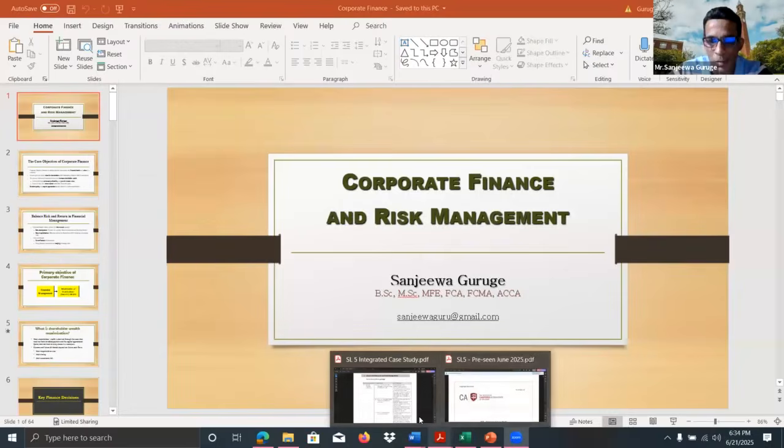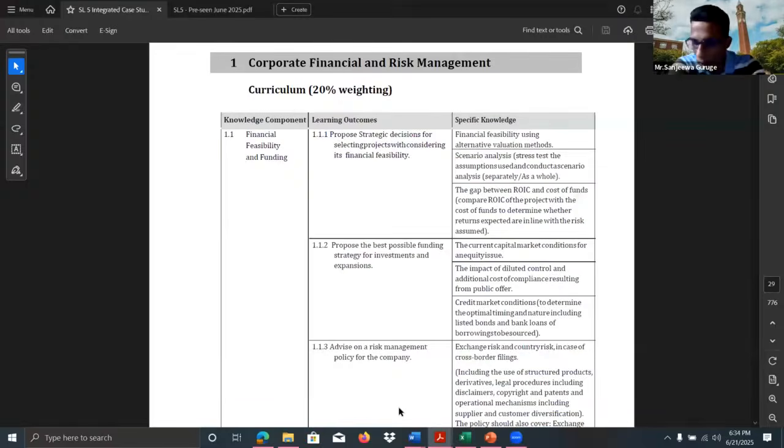So today we need to discuss the areas relating to corporate finance and the risk management part. In this module, as you all already know, these are the key points that we need to cover under the corporate finance and risk management area. I know you all have covered the relevant subjects and modules relating to this area. I'm sure you all have a very good understanding of these key points.